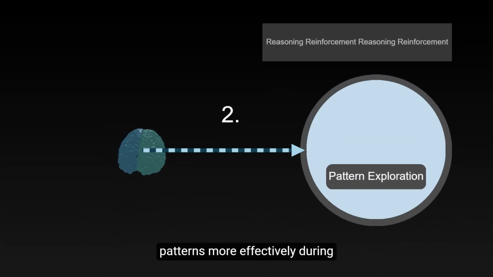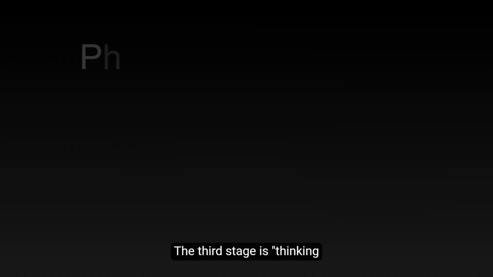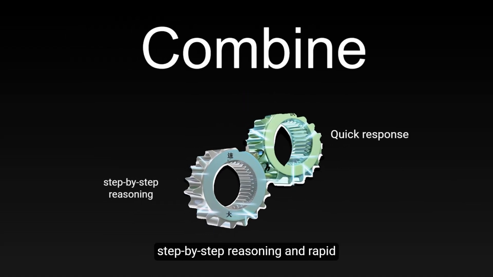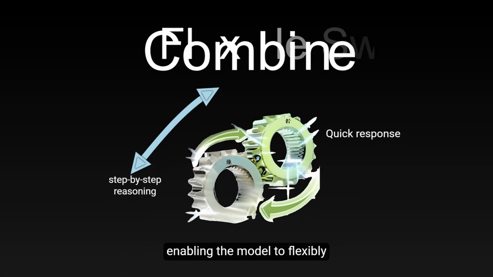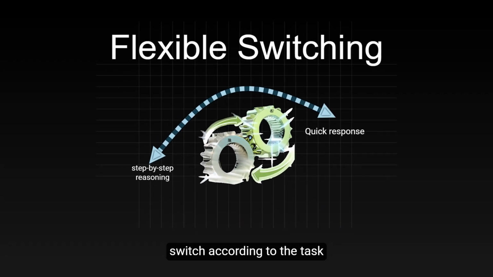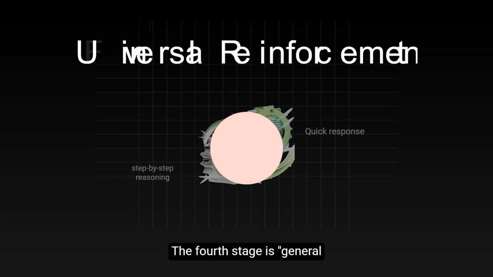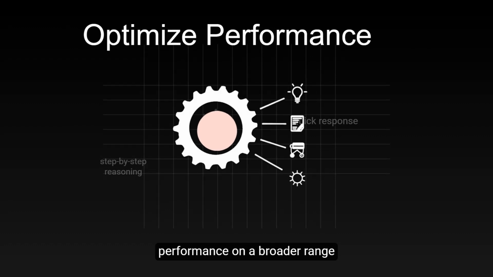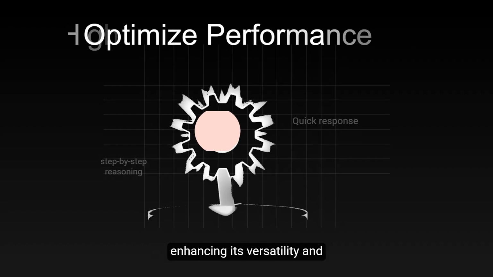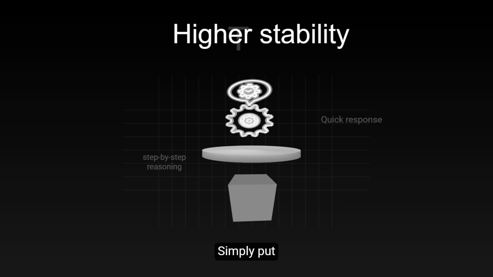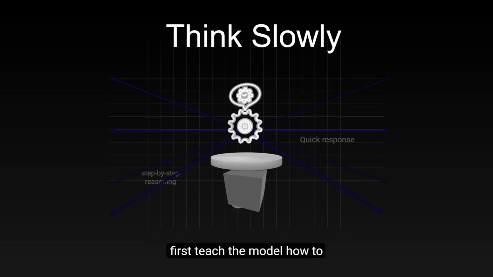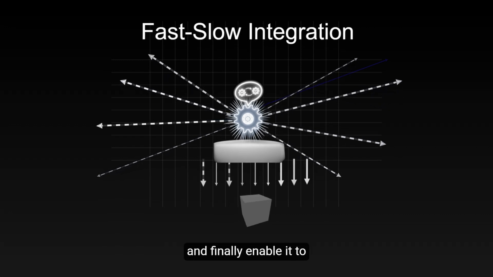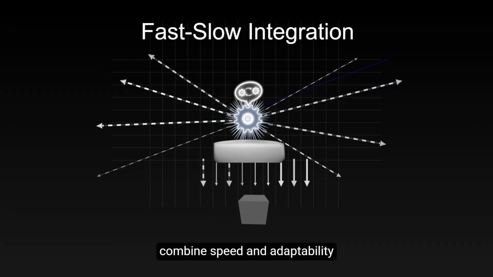The third stage is thinking mode fusion, combining the two abilities of step-by-step reasoning and rapid response, enabling the model to flexibly switch according to the task. The fourth stage is general reinforcement learning, further optimizing the model's performance on a broader range of tasks, enhancing its versatility and stability. Simply put, first teach the model how to think slowly, then let it learn how to think more intelligently, and finally enable it to combine speed and adaptability for various tasks.